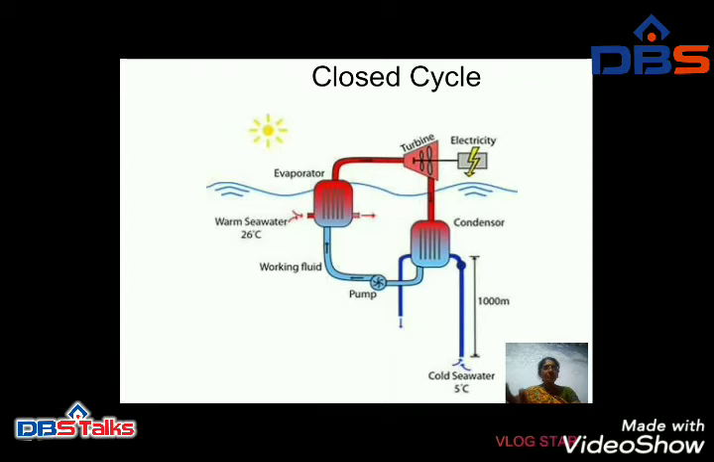So in this closed cycle system, we have warm water and cold water. To that we add the working fluid, and it goes to the vaporization stage. This vapor rotates the turbine and generates electricity. Again the steam goes to the condenser, and the condensed fluid is pumped back, cooled by the cold seawater, and this process is recycled.